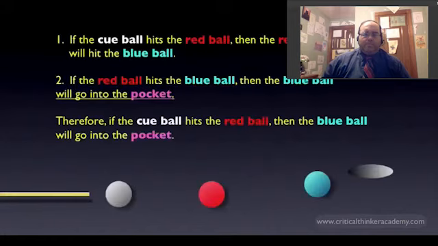This argument form is often used to represent chains of cause and effect, like in this example. If we assume that hitting the cue ball will cause the red ball to hit the blue ball in a certain way, and if the red ball hitting the blue ball in this way causes the blue ball to go into the pocket, then we can say that if we hit the cue ball in this certain way, the blue ball will go into the pocket. This is precisely the kind of reasoning that a pool player is doing when they're setting up a combination shot like this. You have to reason through a chain of conditionals to figure out how to best strike the cue ball.